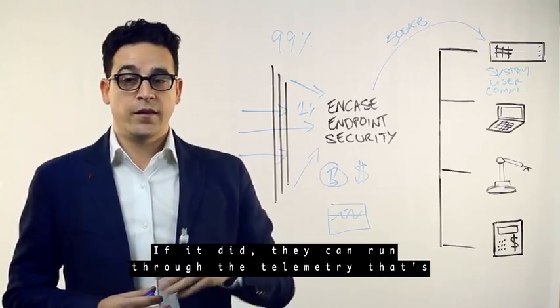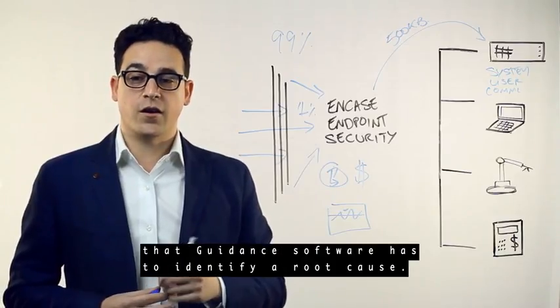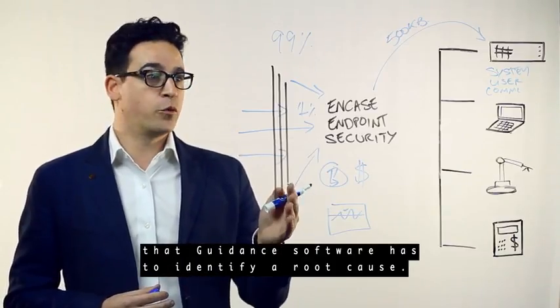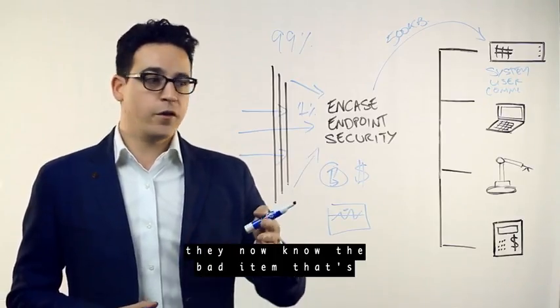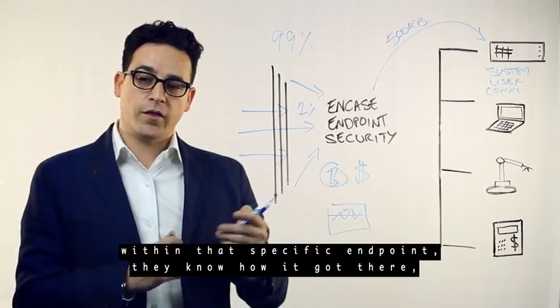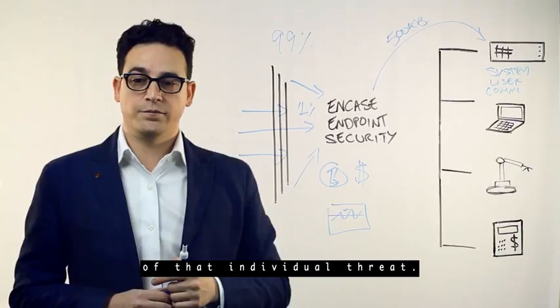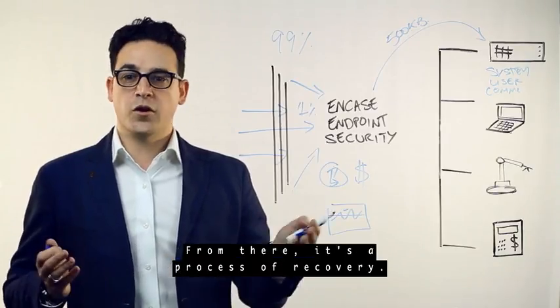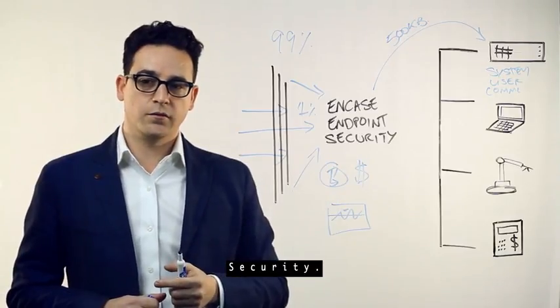If it did, they can run through the telemetry that's pulled from, again, that forensic heritage that Guidance Software has to identify a root cause. Once they've identified root cause, they now know the bad item that's within that specific endpoint, they know how it got there, and they can also tell the individual components of that individual threat. From there, it's a process of recovery. Recovery is simple and easy with EnCase Endpoint Security.